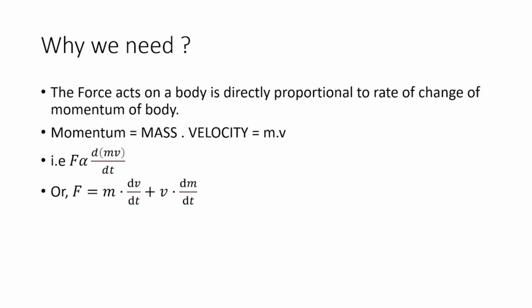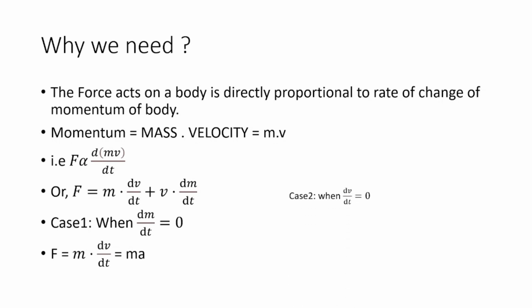Now case first, when dm by dt is equal to 0. From this expression, we can see if dm by dt is equal to 0, then this term vanishes and only this term remains. So F is equal to m multiplied by dv by dt. And you know acceleration a is equal to the rate of change of velocity, that means a is equal to dv by dt. So we can say F is equal to ma.